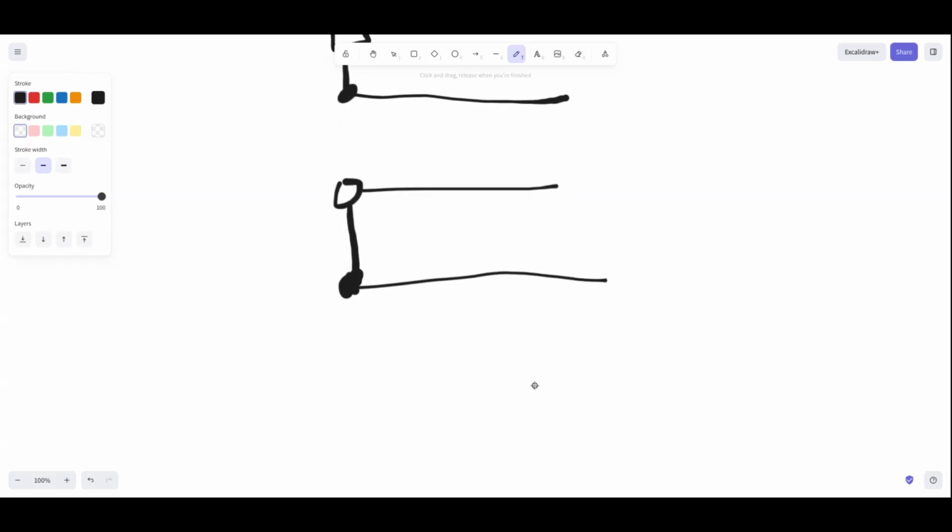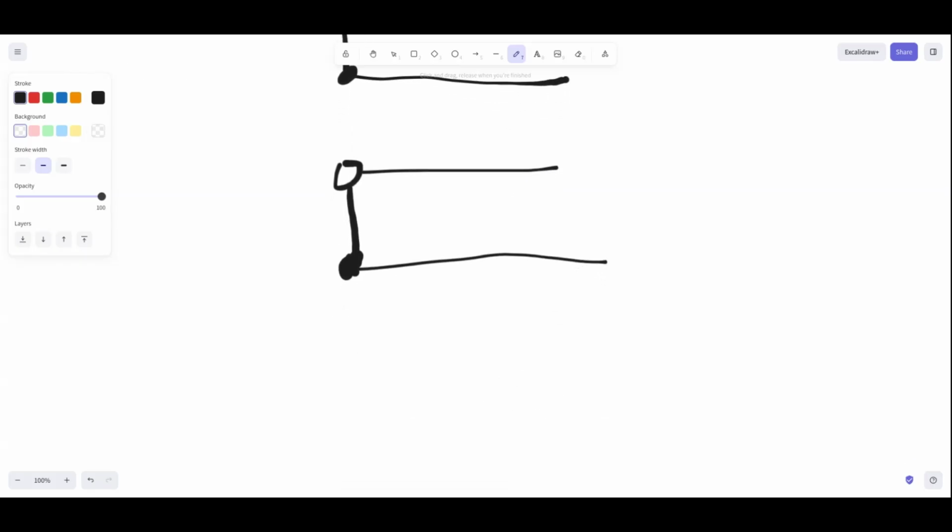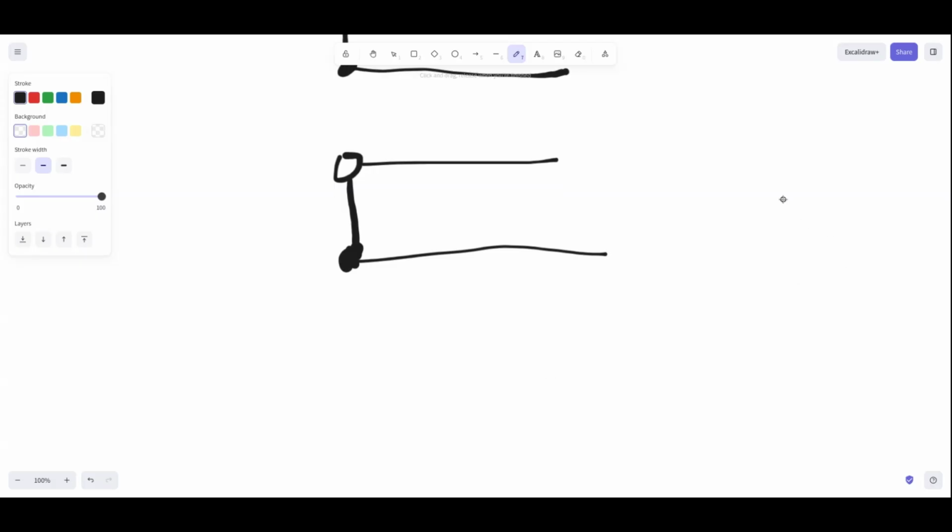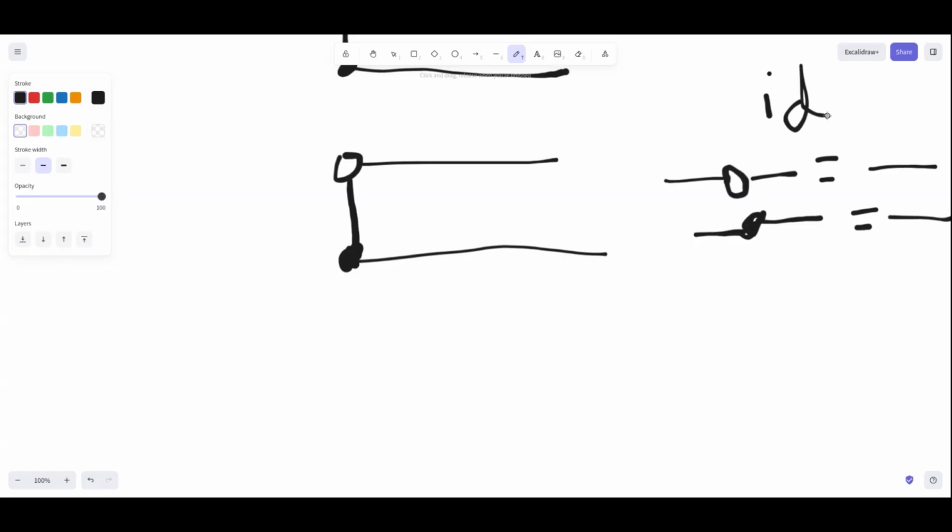And now you just have to apply the identity rule, which tells you that this is just this, and that this is just this. So it uses the identity rule, and so you just have this.